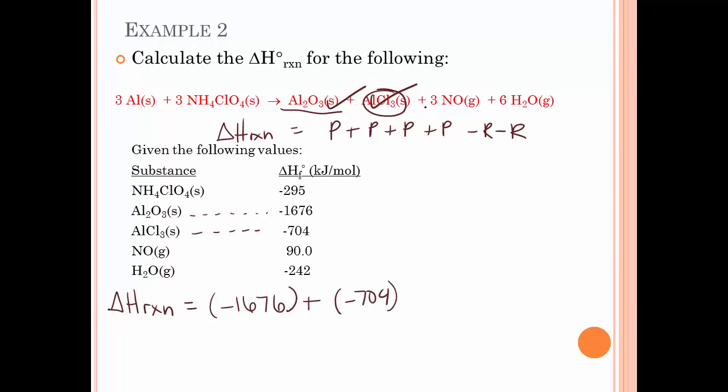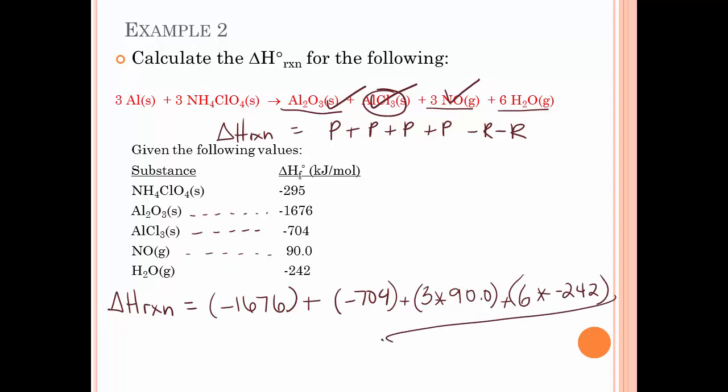Next, I have 3 nitrogen monoxides. So this one's going to look a little different. We have to remember to multiply by 3. So 3 times the value of nitrogen monoxide, which is 90. So there we go. And then 6 waters. So plus 6 times the value of water, which is negative 242.